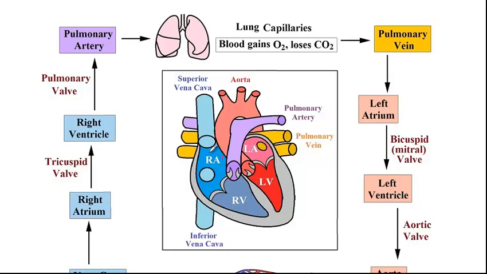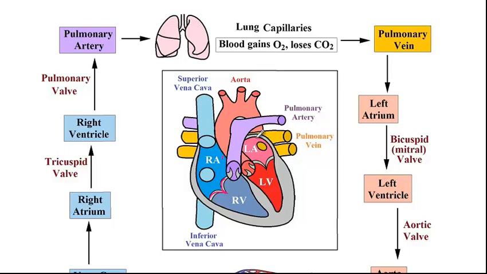Now here there are different valves that help prevent backflow of blood into the structures that are pushing the blood through. So here you can see that between the right atrium and the right ventricle, we have a valve here. And can you tell me what's the name of this valve?